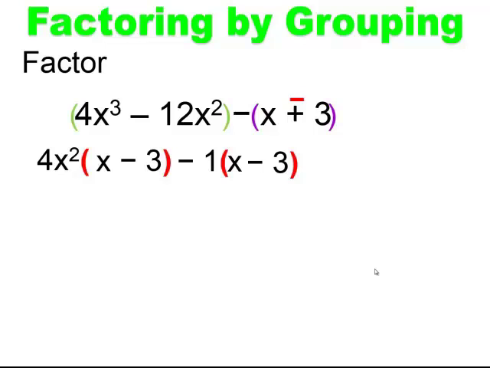And I need to have that value there because when I factor out that common binomial, I need to make sure that I have that number in the second binomial. So I end up getting this x minus 3 times 4x squared minus 1.